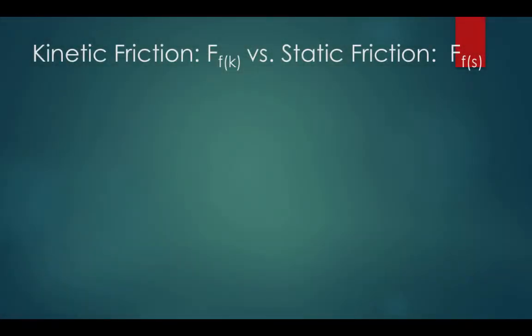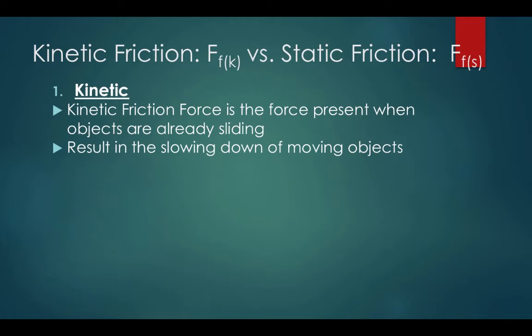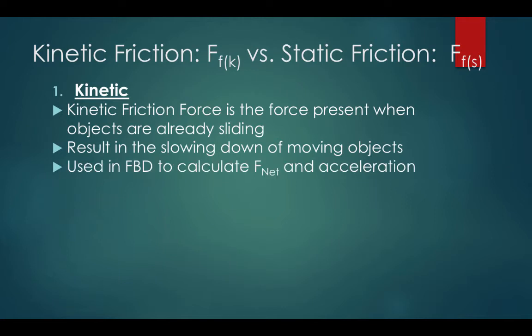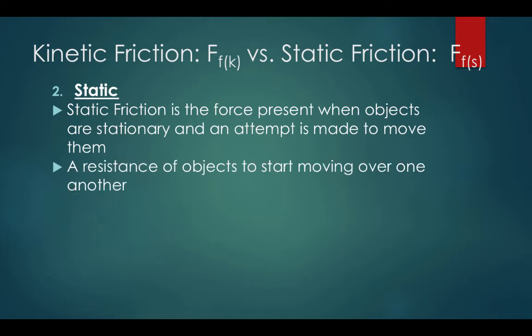Kinetic friction versus static friction. Remember from last lesson, kinetic friction is the force present when objects are already sliding or moving across each other. It resists the movement and results in slowing down of a moving object. It can be used in free body diagrams to calculate Fnet and acceleration. Static friction, on the other hand, is the force present when objects are stationary and an attempt is made to make them move. It's a force that resists the object from moving initially.